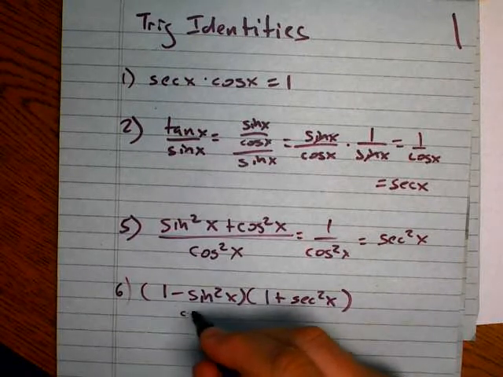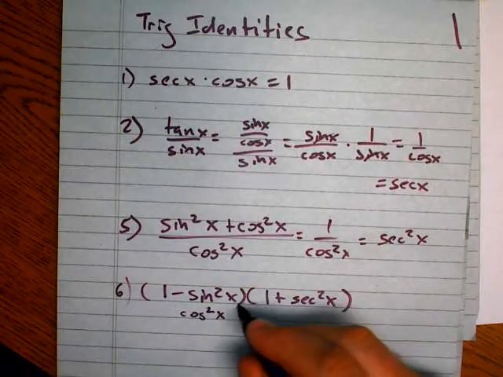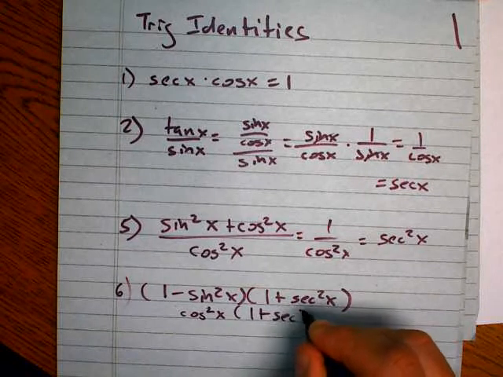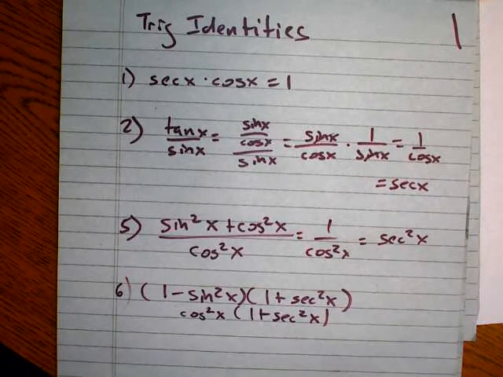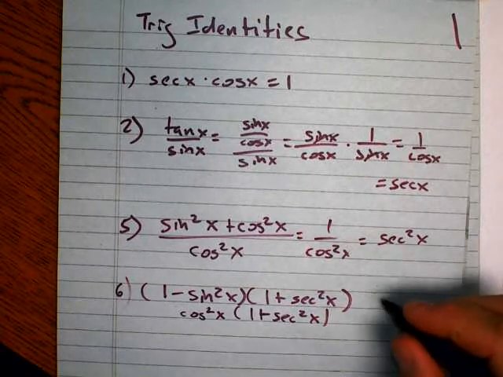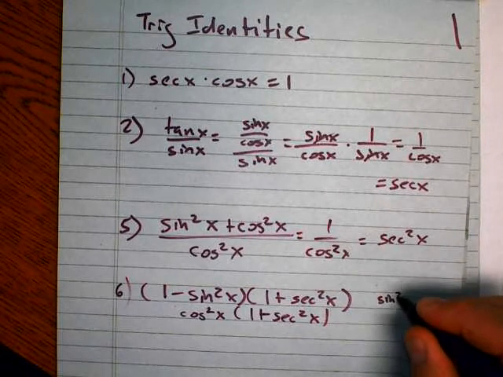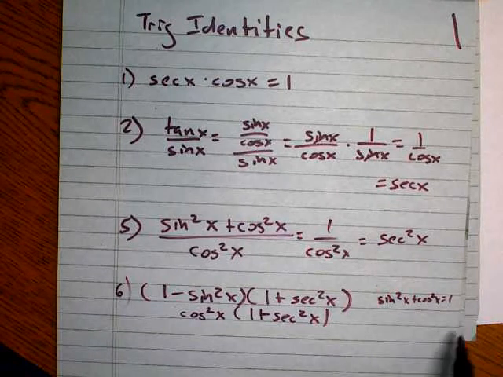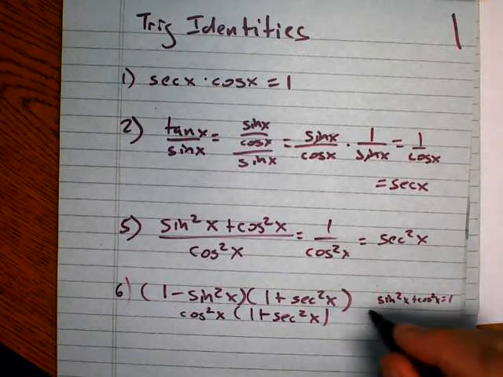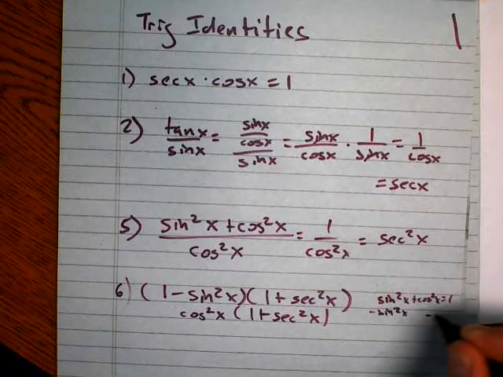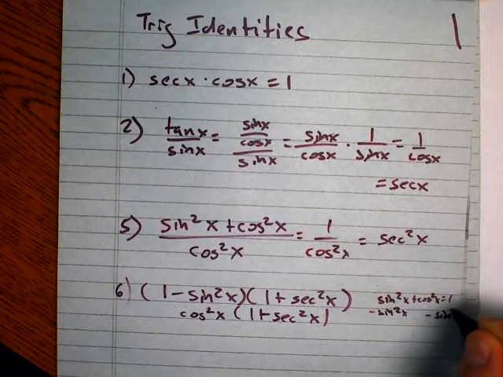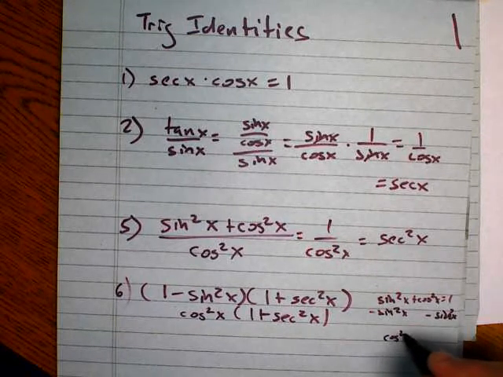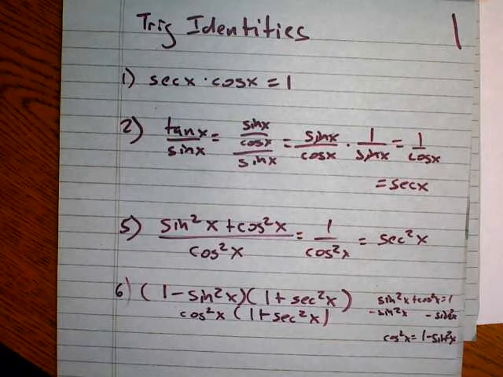And this becomes cosine squared x times 1 plus secant squared x. If you're wondering where I'm coming up with this, you're going to have to just on your own take sine squared x plus cosine squared x equals 1 and add and subtract some things over. What you'll find is, if I subtract sine squared x, cosine squared x is equal to 1 minus sine squared x, and then I can do the substitution.